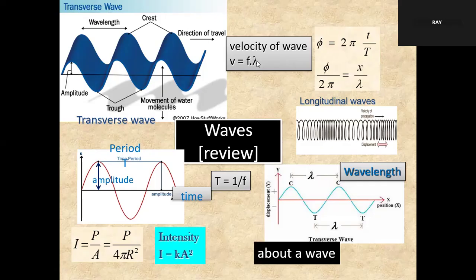Velocity is frequency times wavelength, and how to calculate phase difference between 2 points, right? In terms of time and period, in terms of distance and wavelength, and longitudinal wave, transverse wave, and then we can represent that with a displacement distance graph, or with a displacement time graph. This formula is not necessary. They will give you if they require, but this one you need to remember.